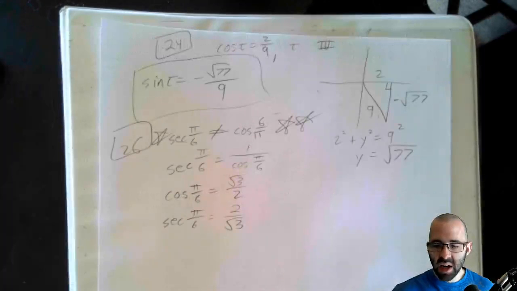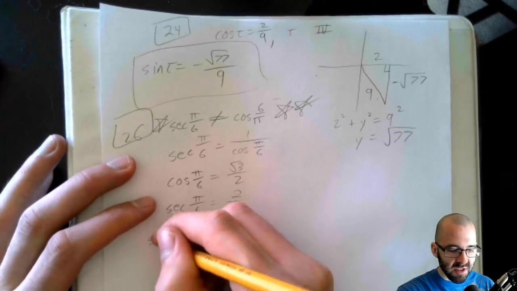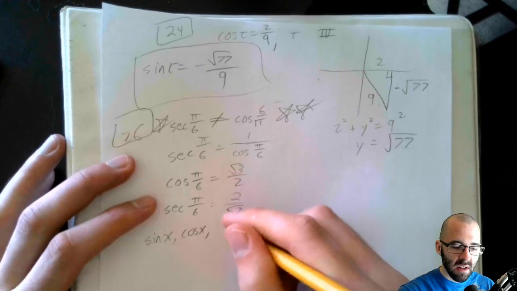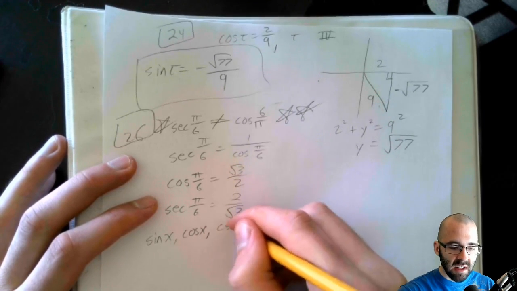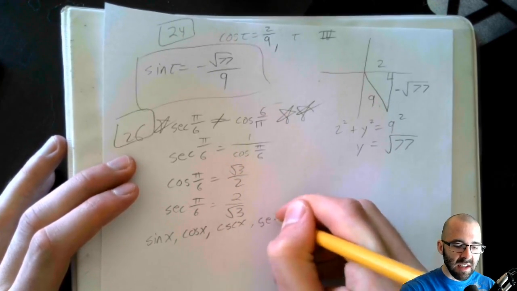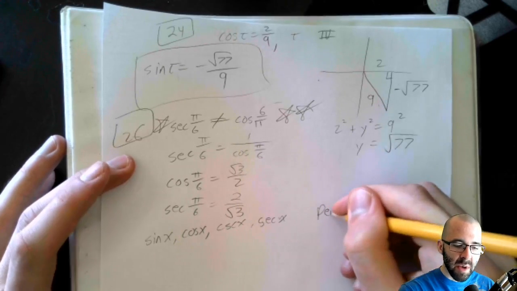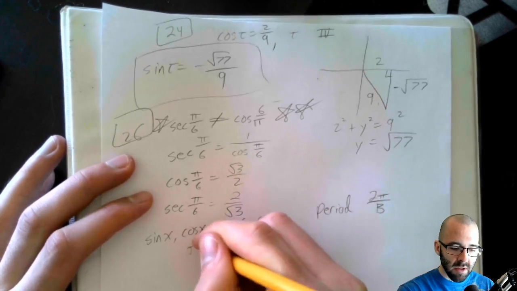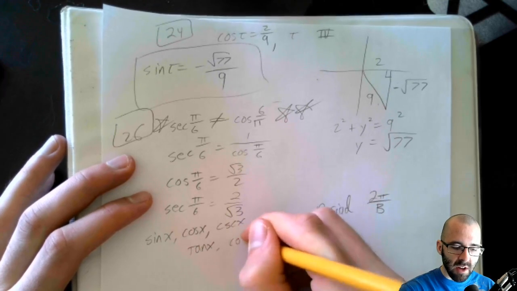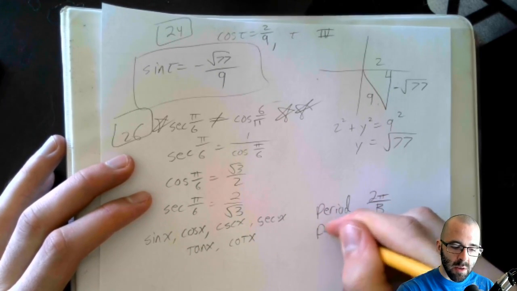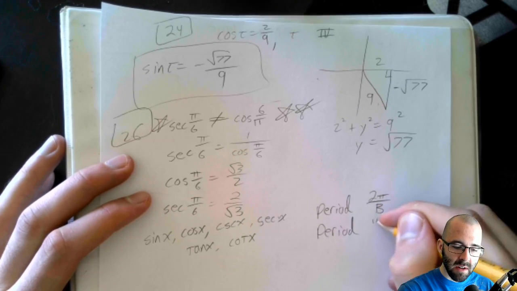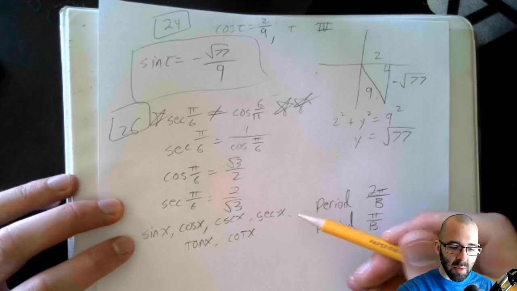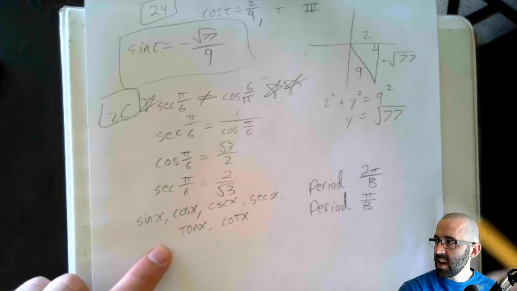This is related to the period, but it's not the period. Period is 2 pi over b for sine, cosine, cosecant, and secant. For tangent and cotangent, the period is just pi over b. And the reason why is because these functions normally have a period of 2 pi. These functions normally have a period of pi.